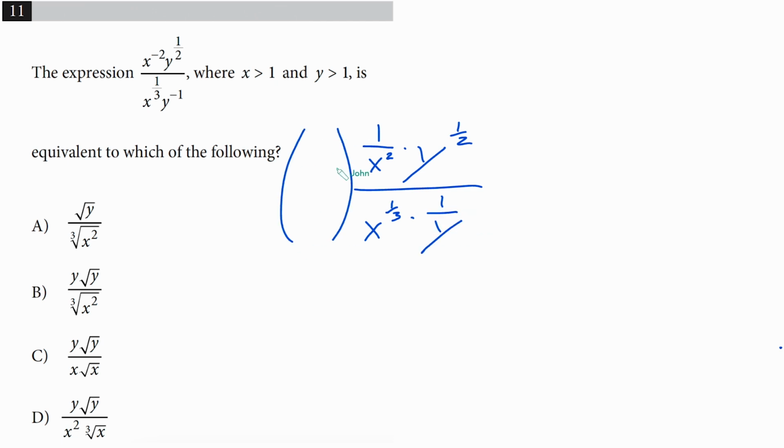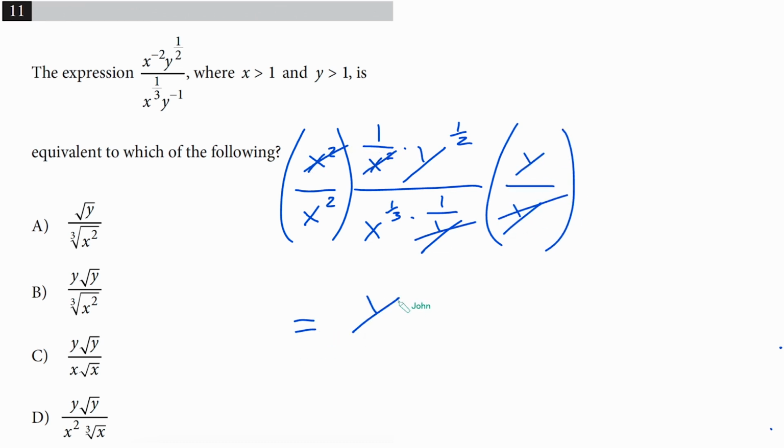If we multiply this complex fraction by x squared over x squared and y over y, then good things happen, and we're left with y times y to the 1/2 over x squared times x to the 1/3, which is d. If I lost you on that last step, then check out my video on fractions to get up to speed there.